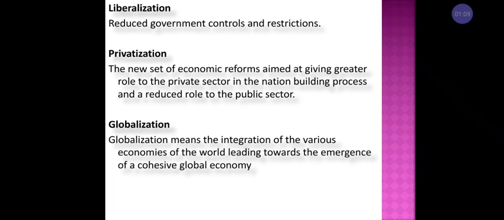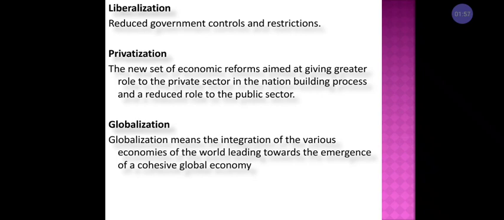That means the government has reduced its control, restrictions, rules and regulations, and has given freedom to the private sector. It is called liberalization. Coming to privatization, this is also a part of the new economic reforms. From the new economic reforms only, the LPG model was born. Privatization, very simply, means they have given much importance and a bigger role to the private sector, and they have reduced the role of the public sector. It is called privatization.